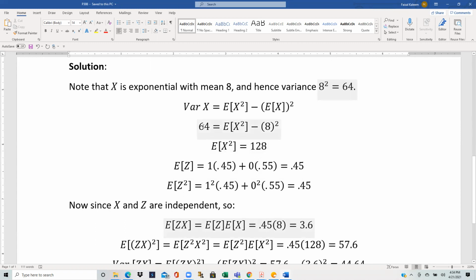So right now we have the variance of X, which is 64, and the expected value of X is 8. So we use our typical formula. The variance of X is E of X squared minus E of X whole squared. So variance is 64. E of X squared we are trying to find from this formula, minus 8 squared. And 8 squared is 64, and this one gets added over here. So E of X squared comes out to be 128.